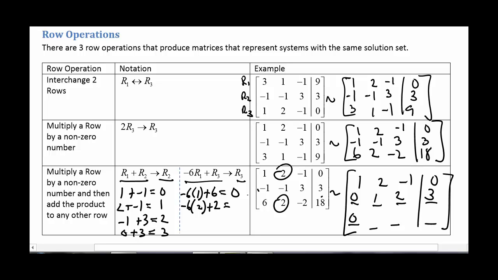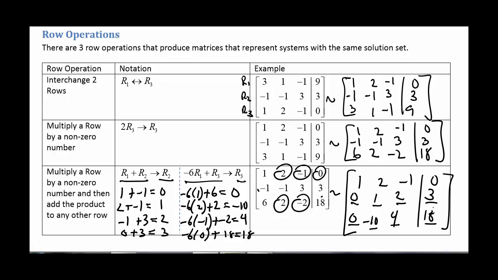Anyway, so what is that? That would be -10. Then I get -6 times -1 plus -2. And -6 times -1 is 6, so that's 6 minus 2, which is 4. And then lastly, -6 times 0 plus 18 should just be 18. And so sometimes you actually do need to write it out instead of trying to mentally do all those multiplies and adds in your head. But that's our third and final row op that we're allowed to do.